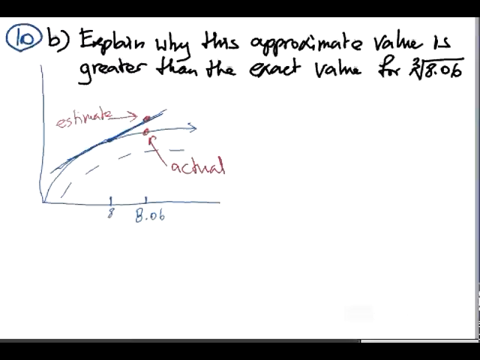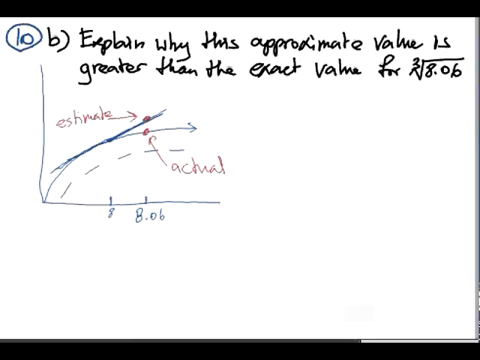Do you see that the approximate value is greater because the gradient of the cube root of x is decreasing from 8 to 8.06? But if it were increasing, we'd actually be underestimating it, not overestimating. So how would you actually write this? It helps if you draw that diagram, because it shows your understanding of linear approximation.